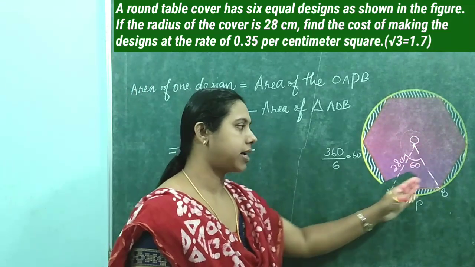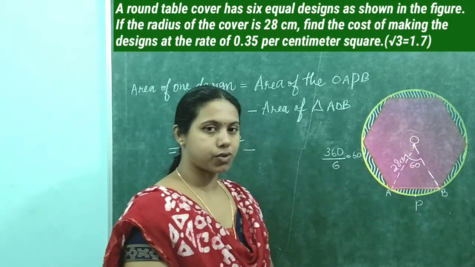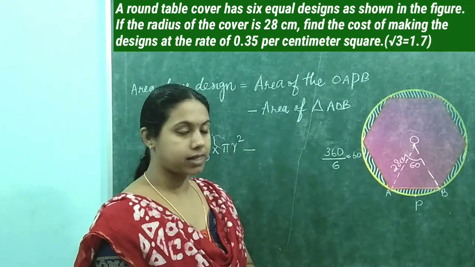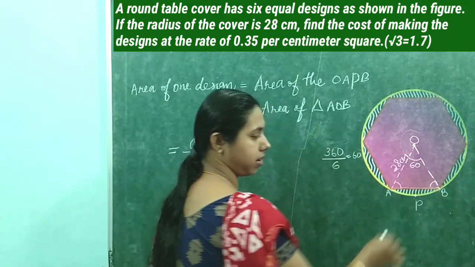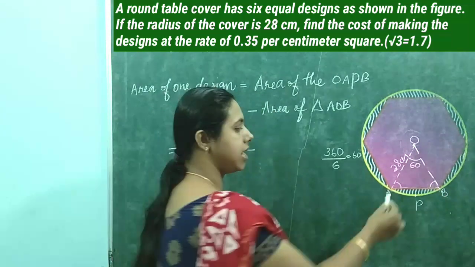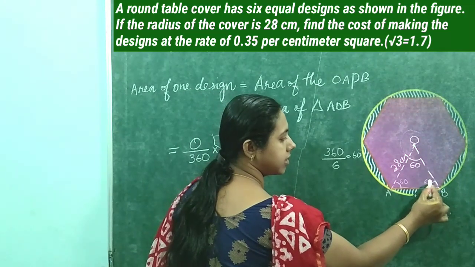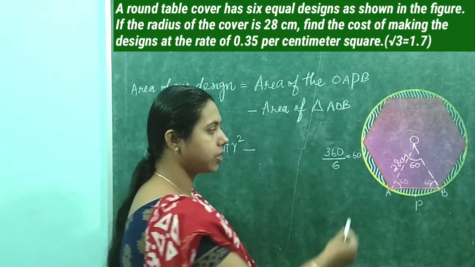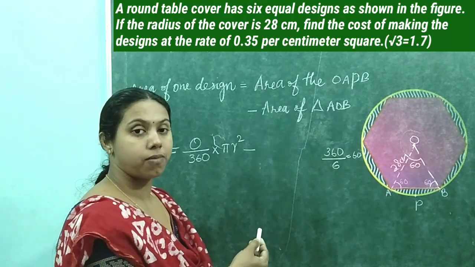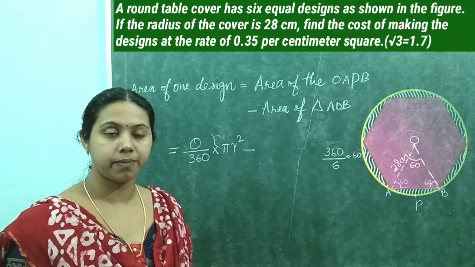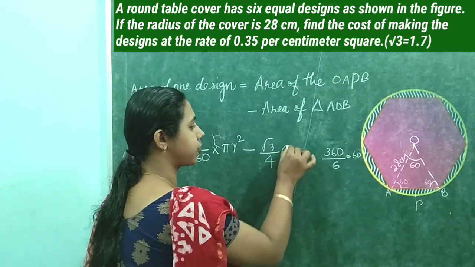And what type of triangle is this? One of the angles is 60 degrees. AO and BO are equal sides, so it is an isosceles triangle, then the base angles are equal. One of the angles is 60, so each angle will be 60 and 60. So it is an equilateral triangle. What is the area of an equilateral triangle? It is root 3 by 4 a square.